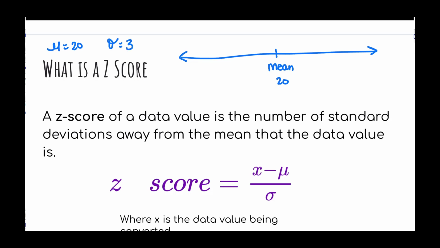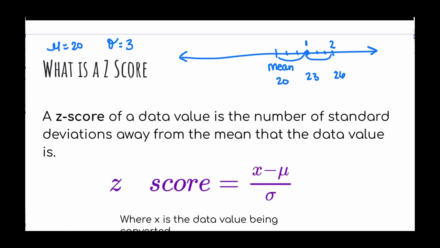So if I go up one standard deviation, which is 3, that will take me to 23, right? At 23, that's a z-score of 1. And so what that means is 23 is 1 standard deviation above the mean. If I go up 3 more to 26, that's gone up 2 standard deviations. So that's a z-score of 2.